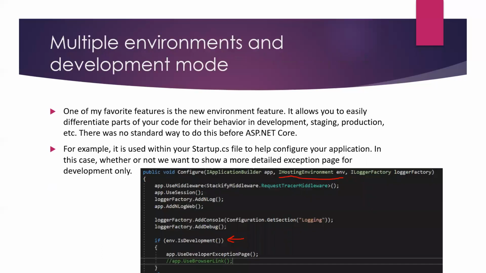The next point is multiple environments and development mode. One of my favorite features is the new environment feature. It allows you to easily differentiate parts of your code for their behavior in development, staging, production, etc. There was no standard way to do this before ASP.NET Core. For example, it is used within the Startup.cs file to help configure your application. In this case, whether or not we want to show the more detailed exception page for development only.